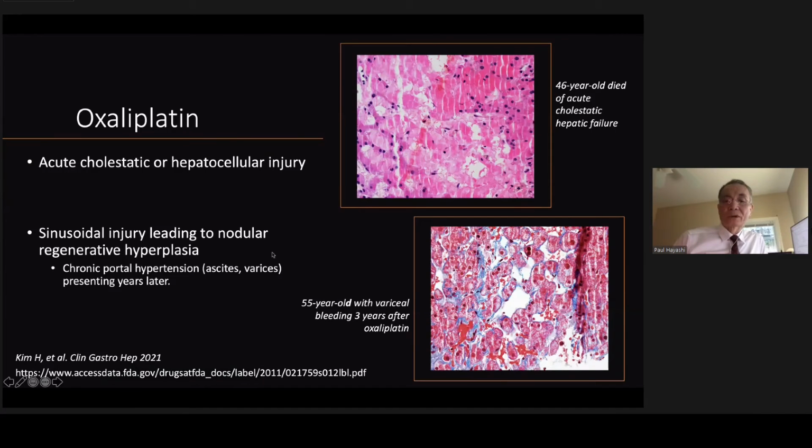And if you look at this one, this is where oxaliplatin causes nodular regenerative hyperplasia, which is a structural change within the liver. Not a lot of fibrosis, portal hypertension. And this 5-year-old showed up with a variceal bleed years after taking oxaliplatin. This person had no idea that he had any problems with this drug until 3 years later. So you can imagine this is quite a challenge to try and develop a causality tool or diagnostic tool to take in this wide range.